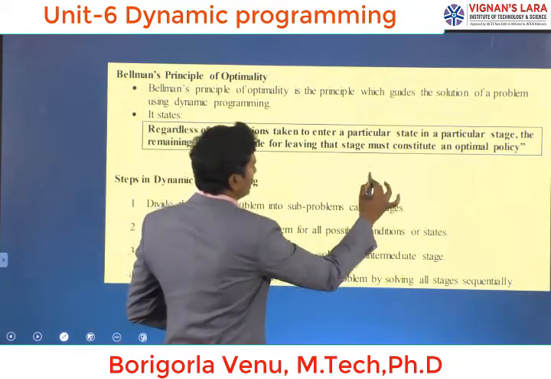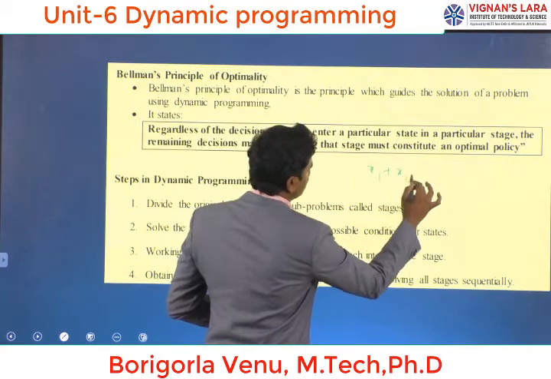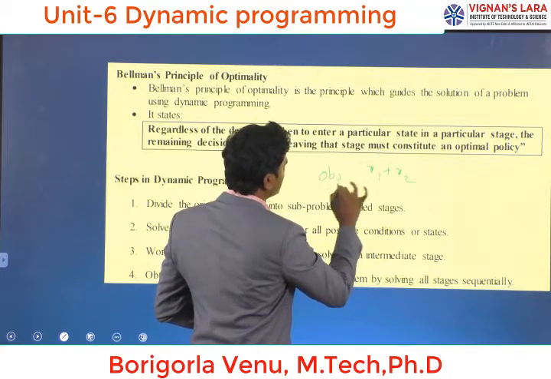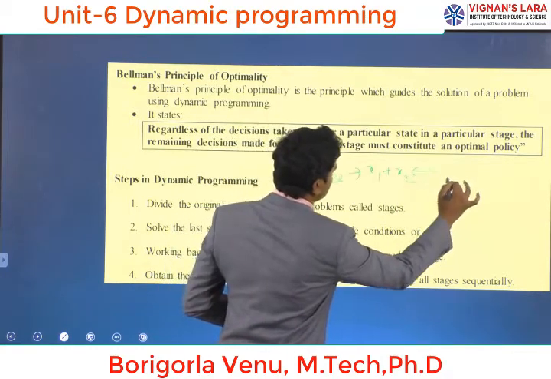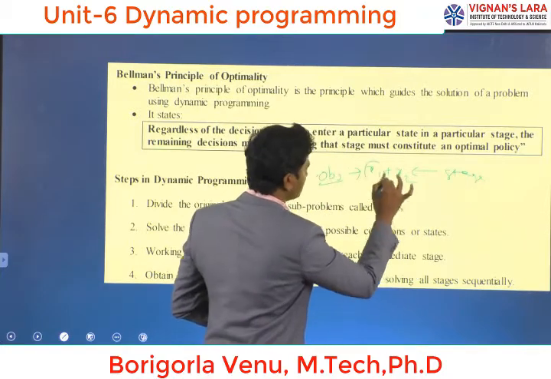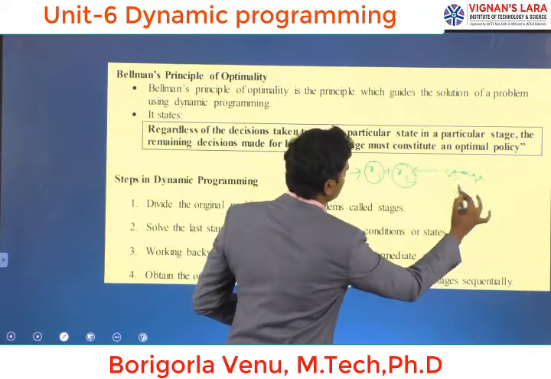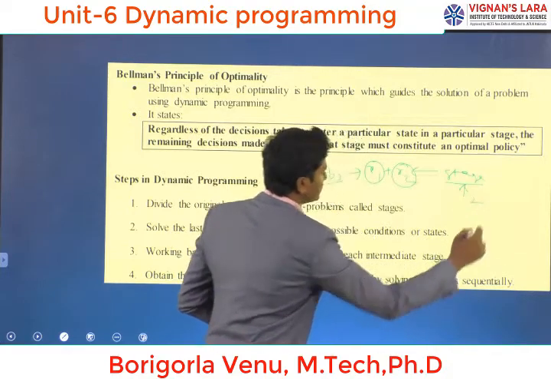For example, here we have the stage. We have the objective function. That objective function is called the stage. Here, how many decision variables are there? 2 decision variables are there. So we call this problem a 2-stage problem.